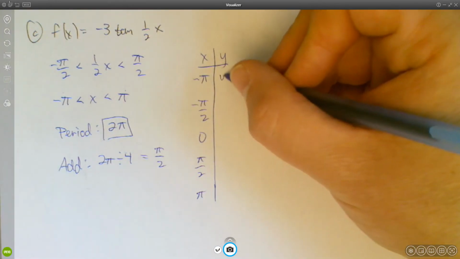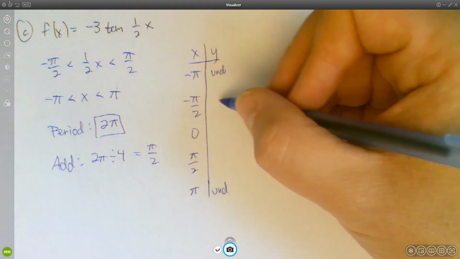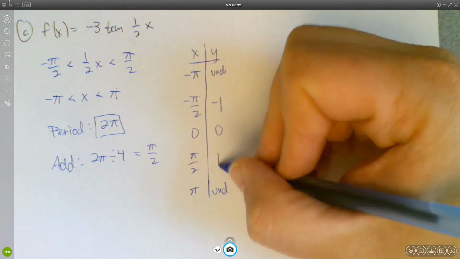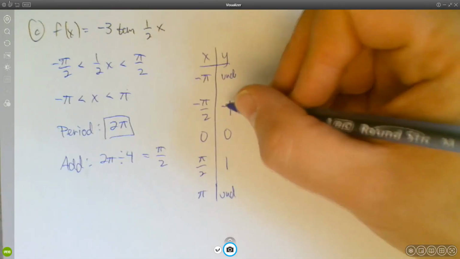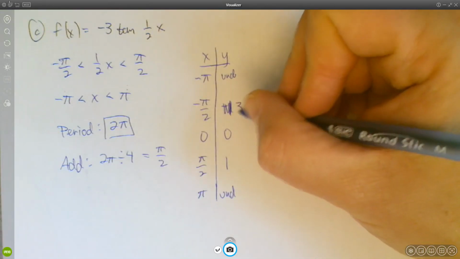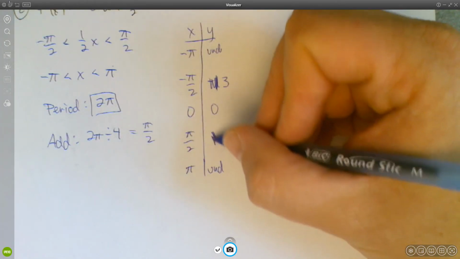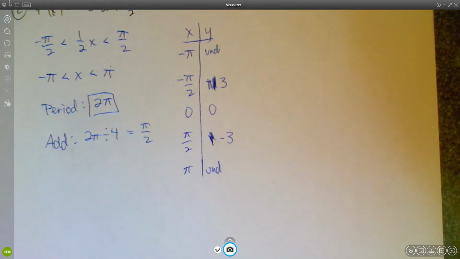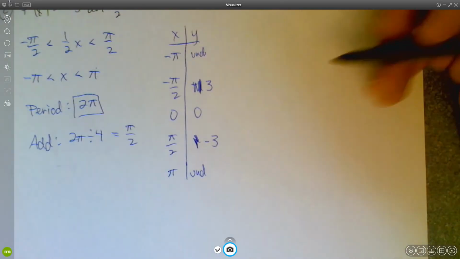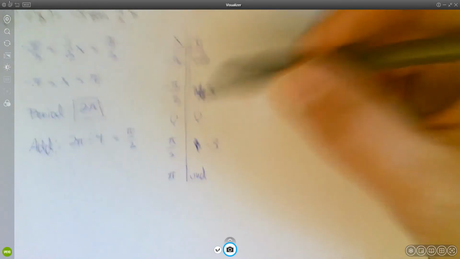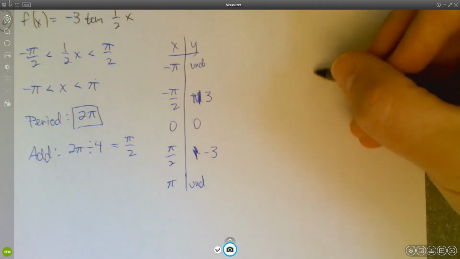I know it's going to be undefined at the ends, and then it's going to go negative 1, 0, 1. Oh, but except I'm multiplying by negative 3, right? So instead of negative 1 times negative 3 is positive 3. 0 times negative 3 is still 0. 1 times negative 3 is negative 3. So that's actually what I'm going to end up with. Okay, let's graph it. Now, if you're nervous about this, go ahead and use your calculator. Just plug these values in, right? But anyway, let's graph.